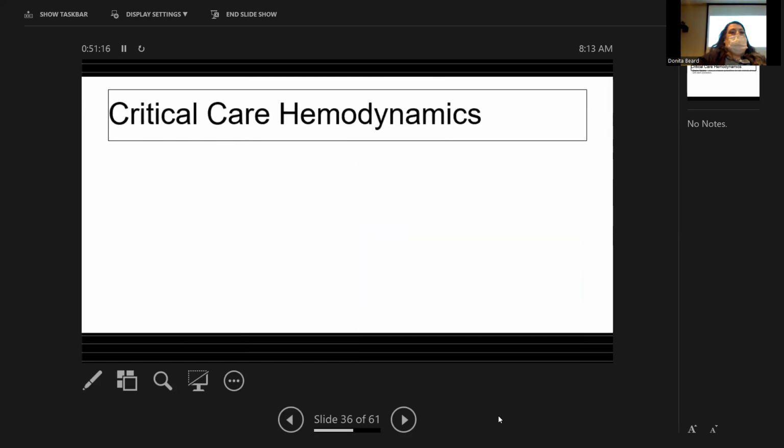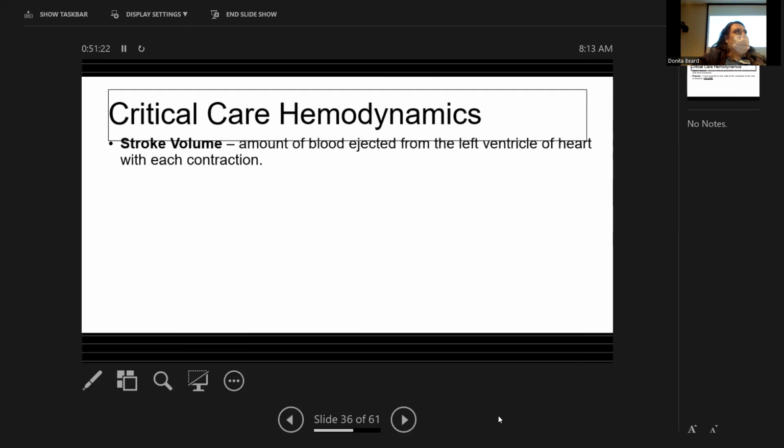And so just going through some hemodynamics. Stroke volume is something that we talk about from a hemodynamic standpoint. Basically, when you talk about stroke volume, cardiac output, in stroke volume we're talking about how much blood is ejected from the heart with every contraction.